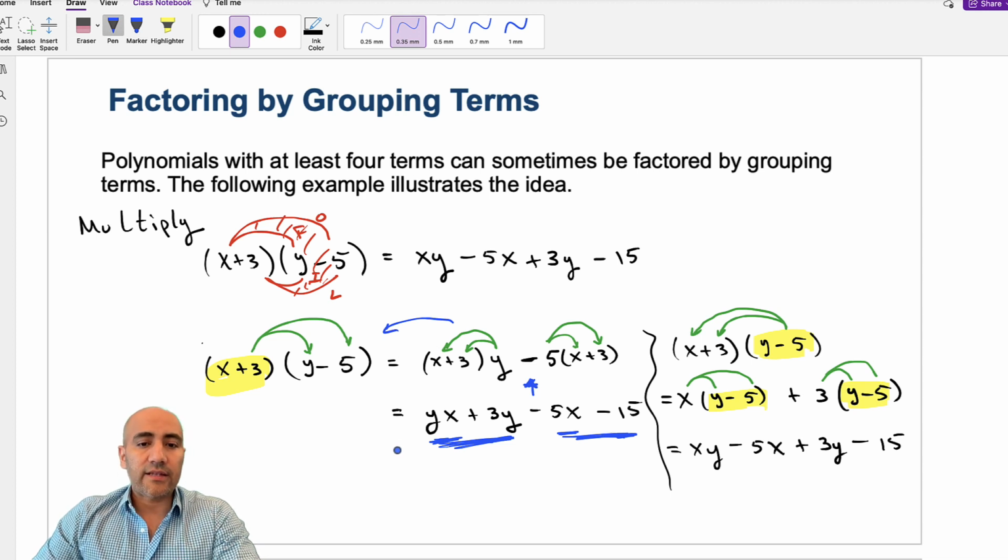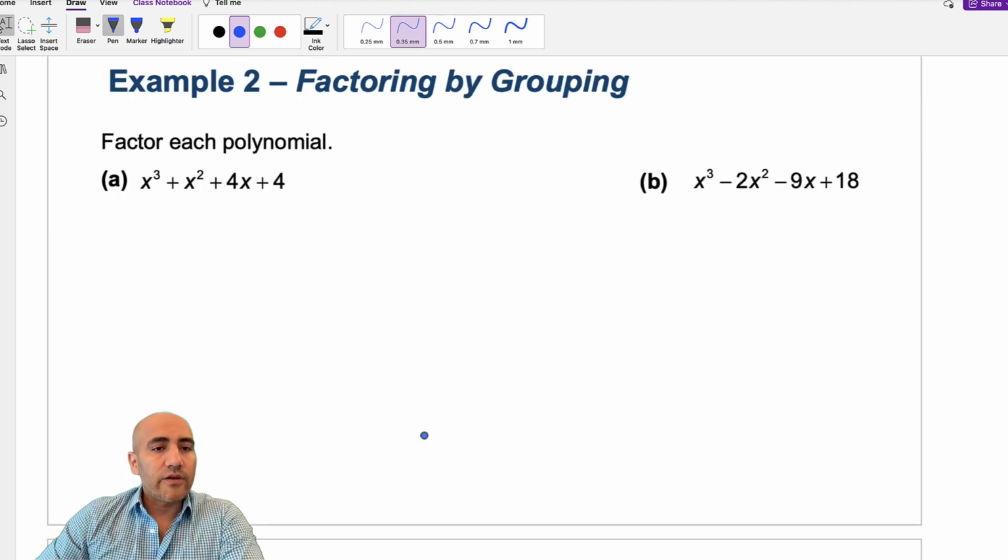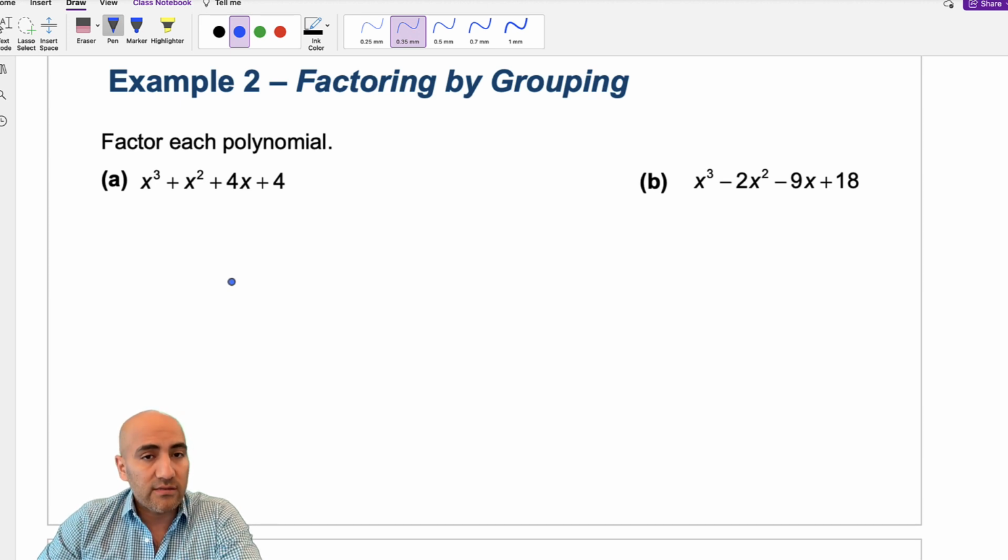Okay, so let's practice this. Here's a couple of examples for us to practice. Notice that there are 4 terms, 1, 2, 3, 4, and there's no way to reduce them. Because I see 4 terms, that should let me know that the factor by grouping process might work. Now, it's not guaranteed to work, but it might work. It's worth trying as the second thing.